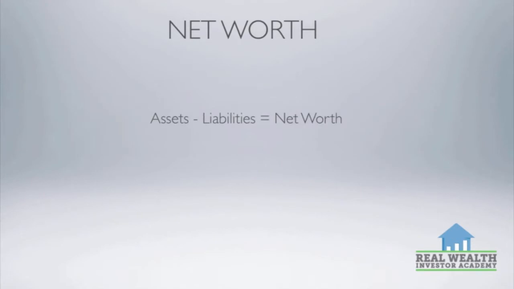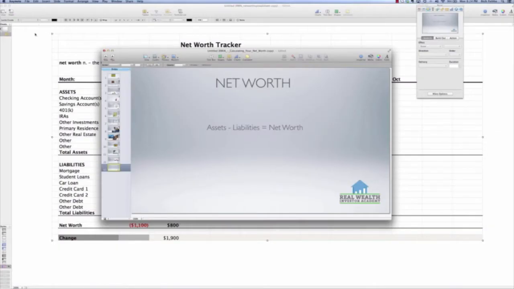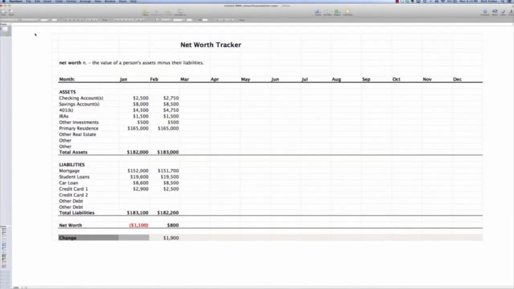So there we are. Your net worth is simply this equation. Your assets minus your liabilities, that equals your net worth. That's not so hard, right? Okay, so we're going to look at the net worth tracker. So again, the net worth is the value of a person's assets minus their liabilities. So we're going to send you, as an Academy member, this spreadsheet, and you'll be able to fill it in and start tracking your net worth.